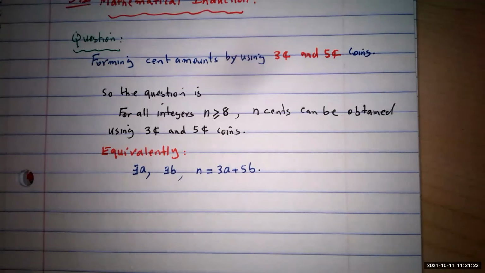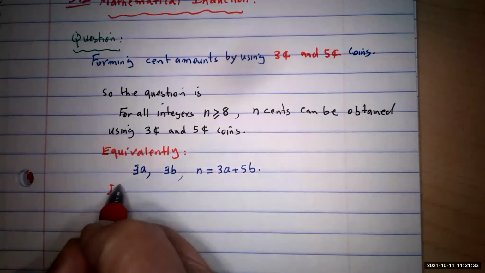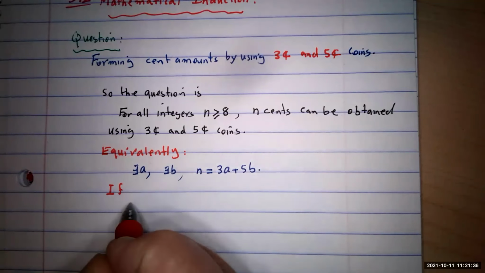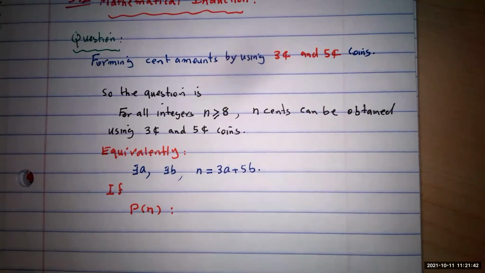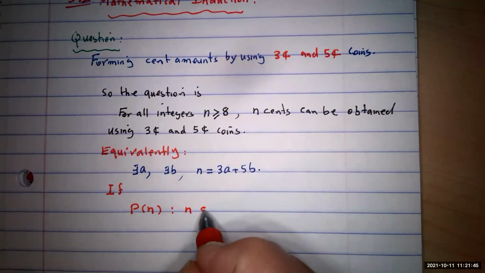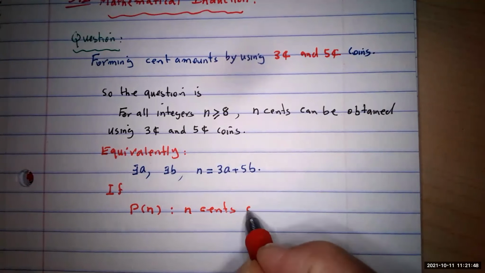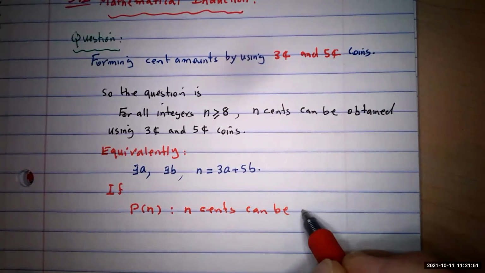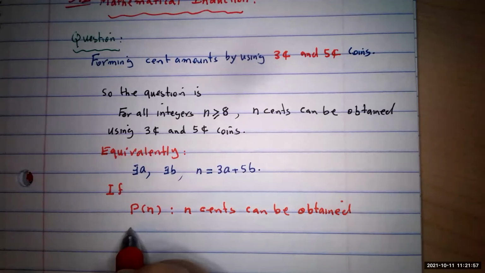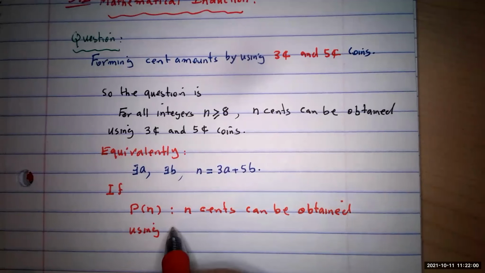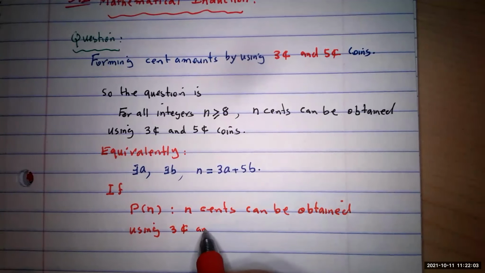Now what we are going to do is make it better. In order to make it better, we can bring in a predicate, if you like, or a sequence. So again, I elaborate this question. If I assume that Pn, the predicate or the sequence, would be this expression, Pn is the fact that n cents can be obtained using 3 cents and 5 cents.